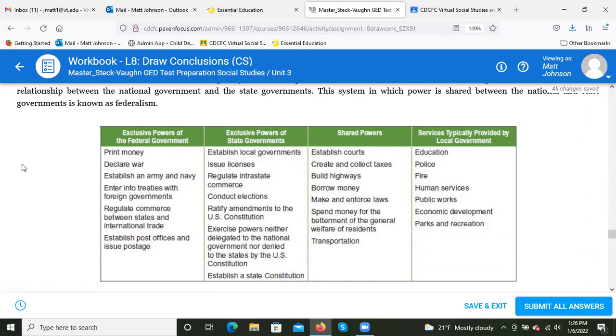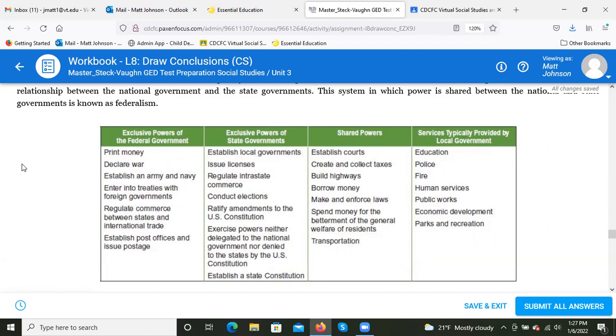Regulate commerce between states and international trade, which we know that was part of the Constitution, right? That was a big deal between the Articles of Confederation and the U.S. Constitution, was who was going to regulate trade. And establish post offices and issue postage, right? If you mess with the U.S. Post Office, that is a federal offense. If you tamper with somebody's mail, that is a federal offense.